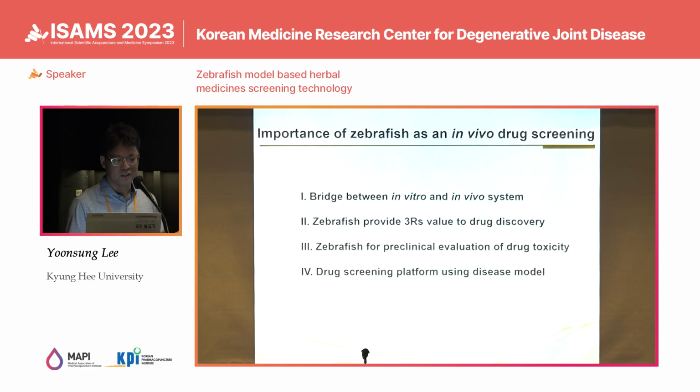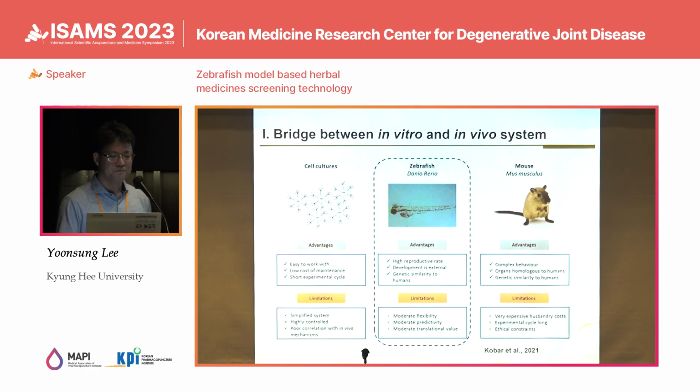For the ethical issue, they can give a good example to provide 3 R's value to drug discovery. And also, they can be a good preclinical evaluation for toxicity. And finally, I'll give you some of the efficient disease models of zebrafish used to do drug screening for developing drugs. So first of all, fish, I hope you can understand, because I'm here to sell this fish to you guys.